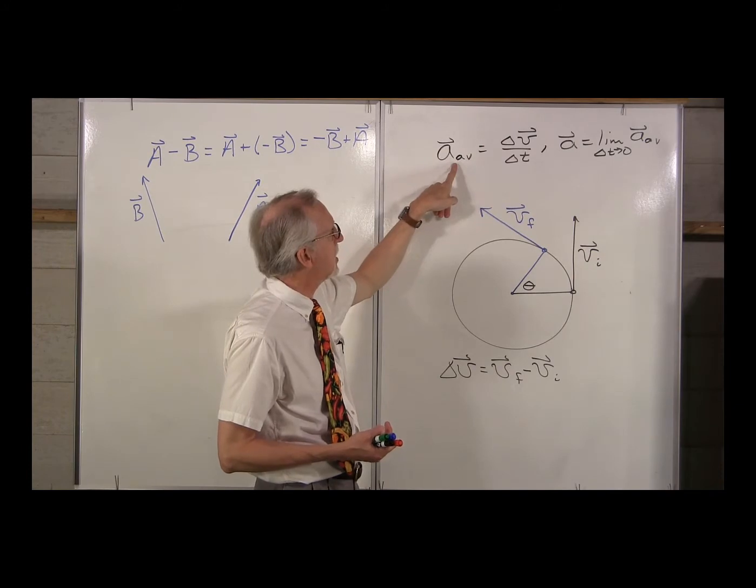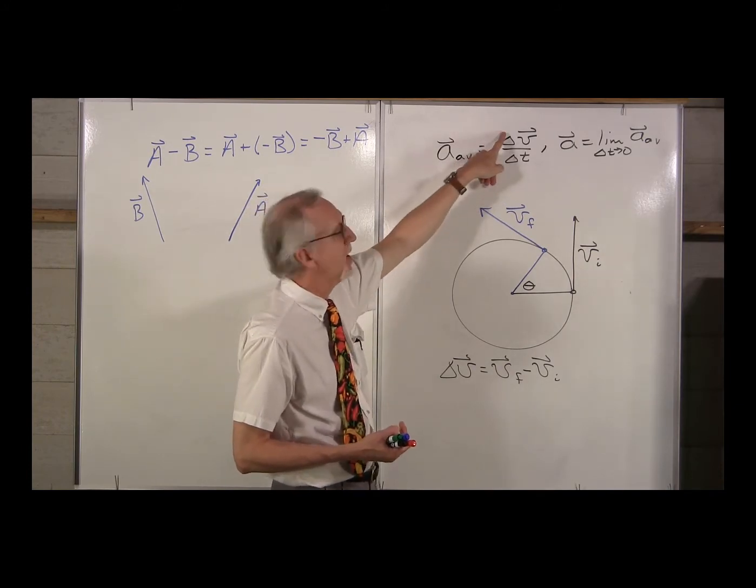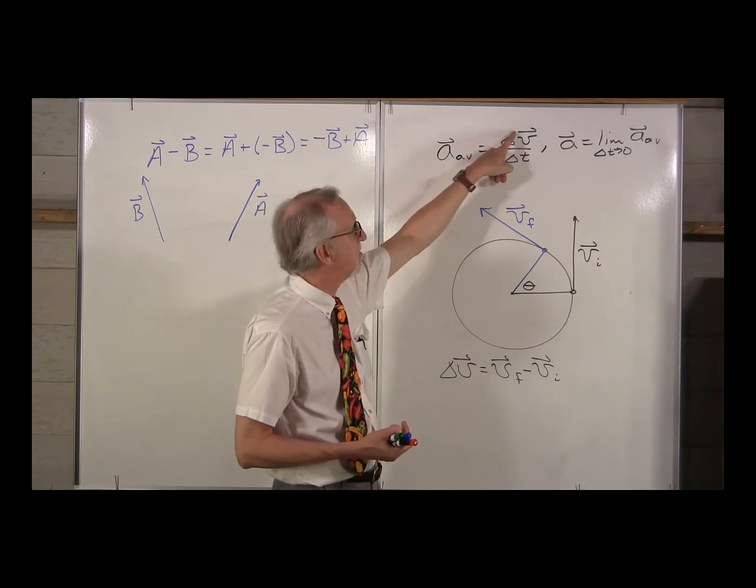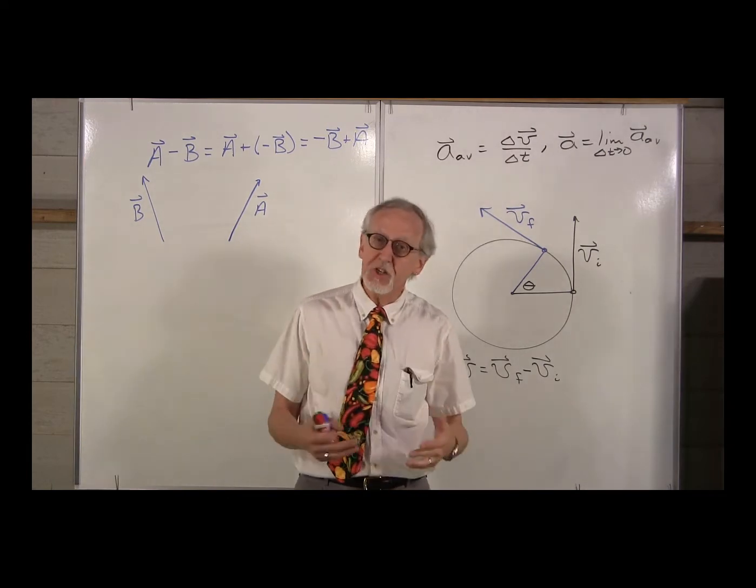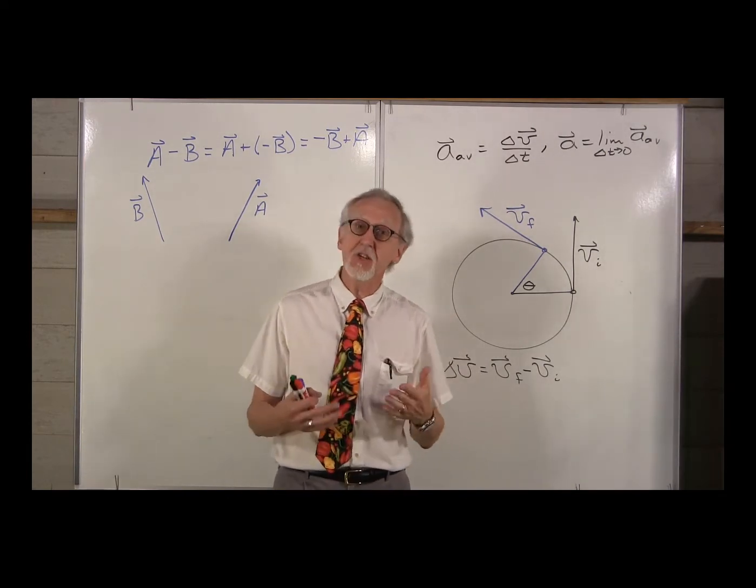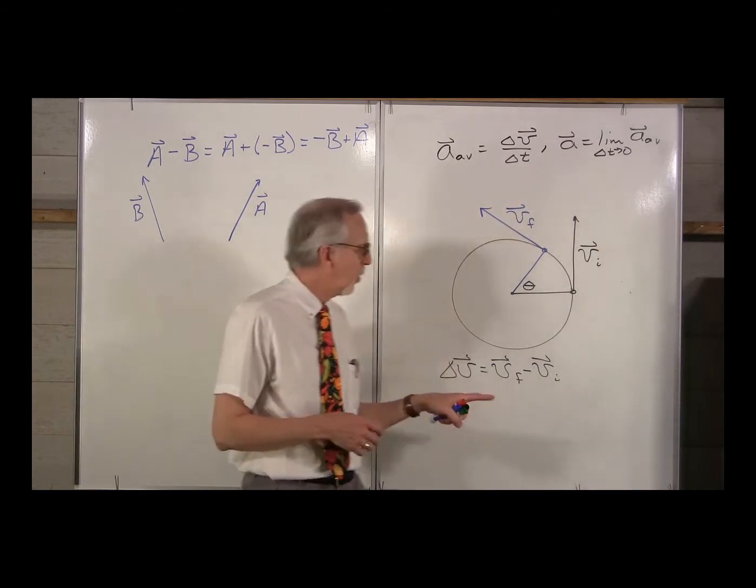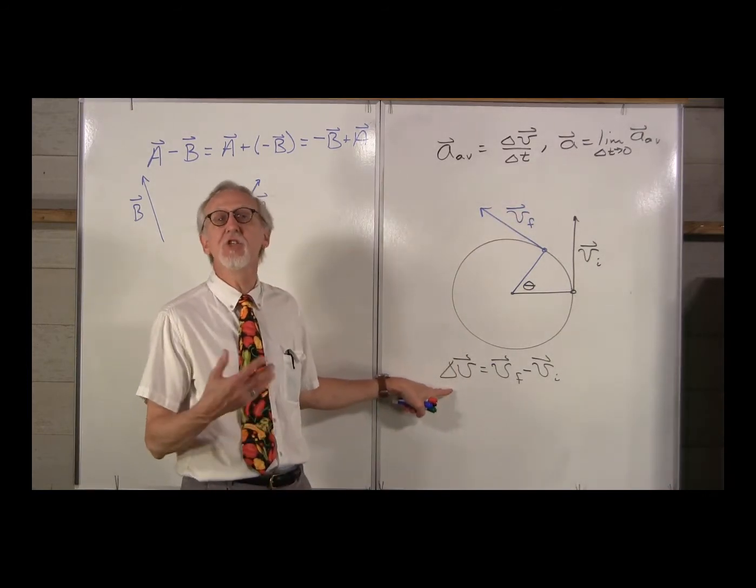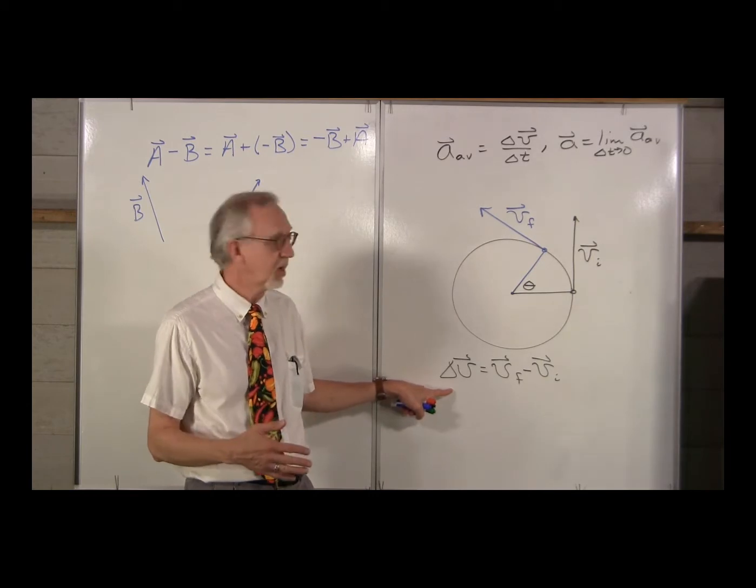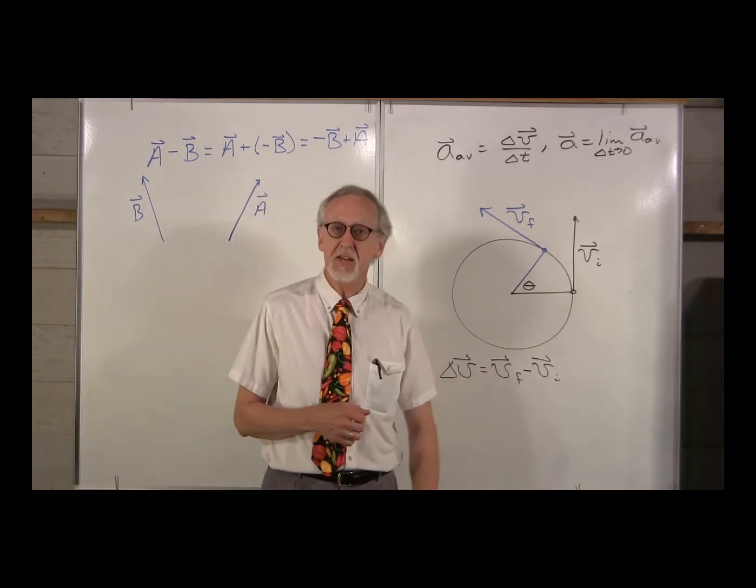Where does the direction come from for this vector? It comes from the vector part over here, delta v. So the direction of the acceleration will be the direction of delta v for a very, very small time interval. But what's delta v? Delta v is the change in the velocity. In other words, v final minus v initial.